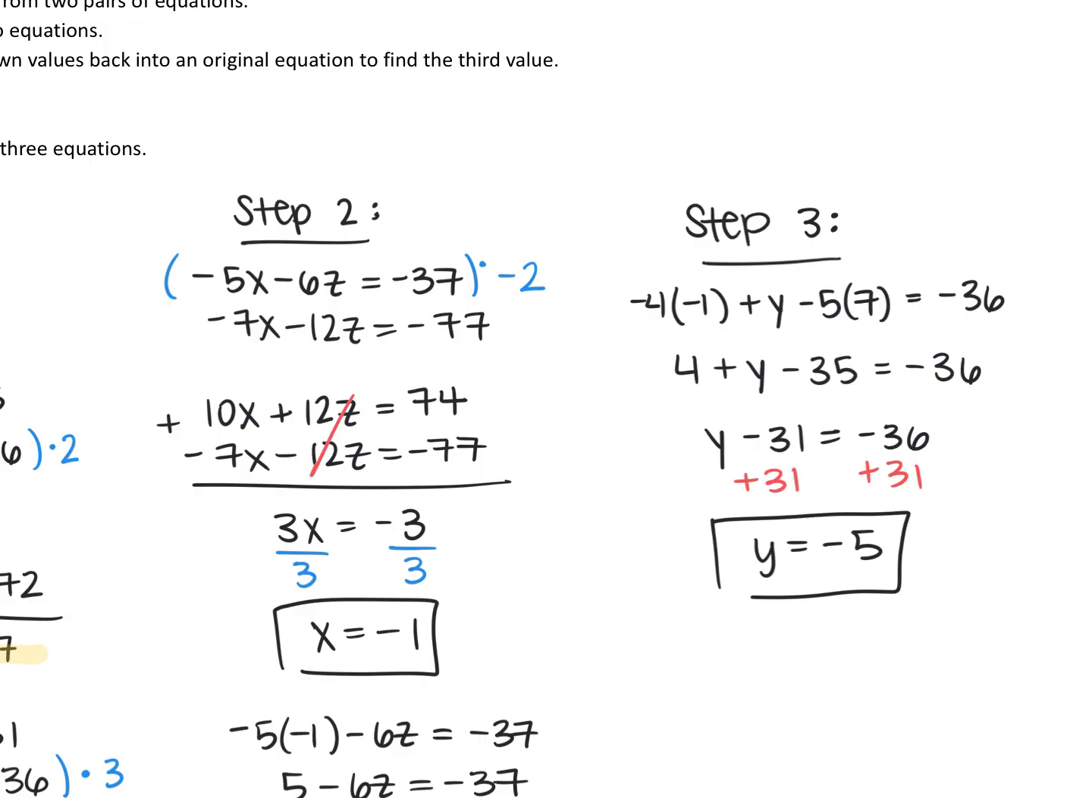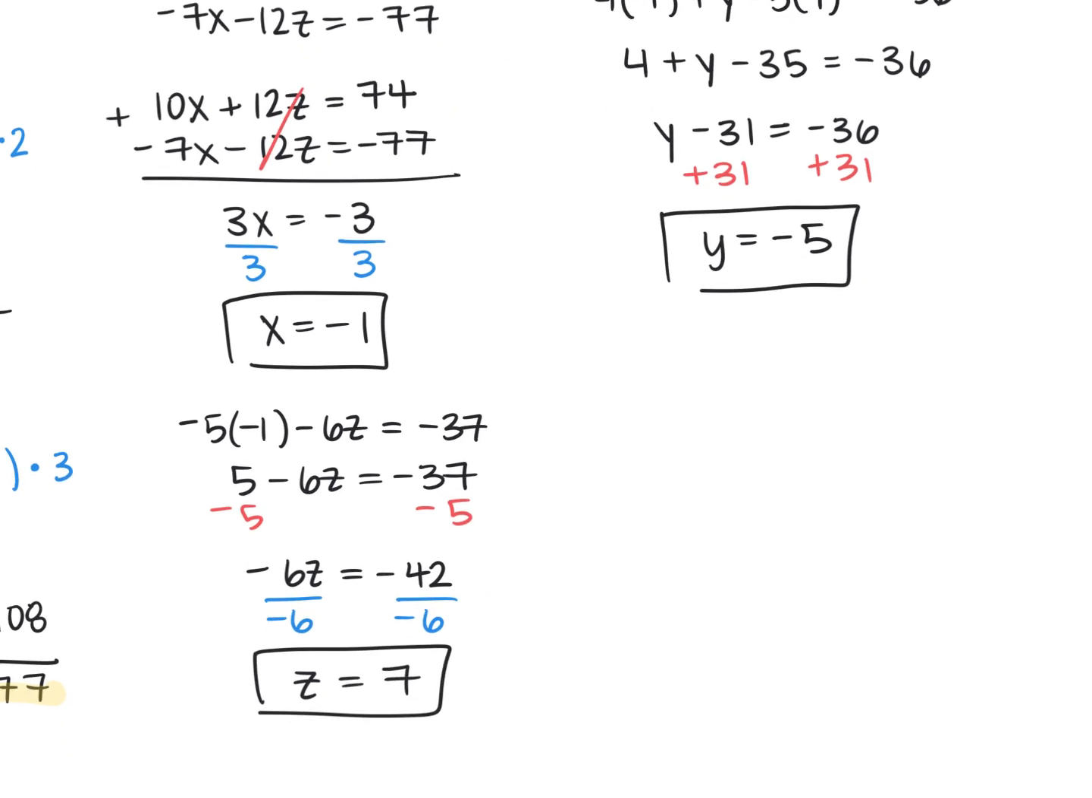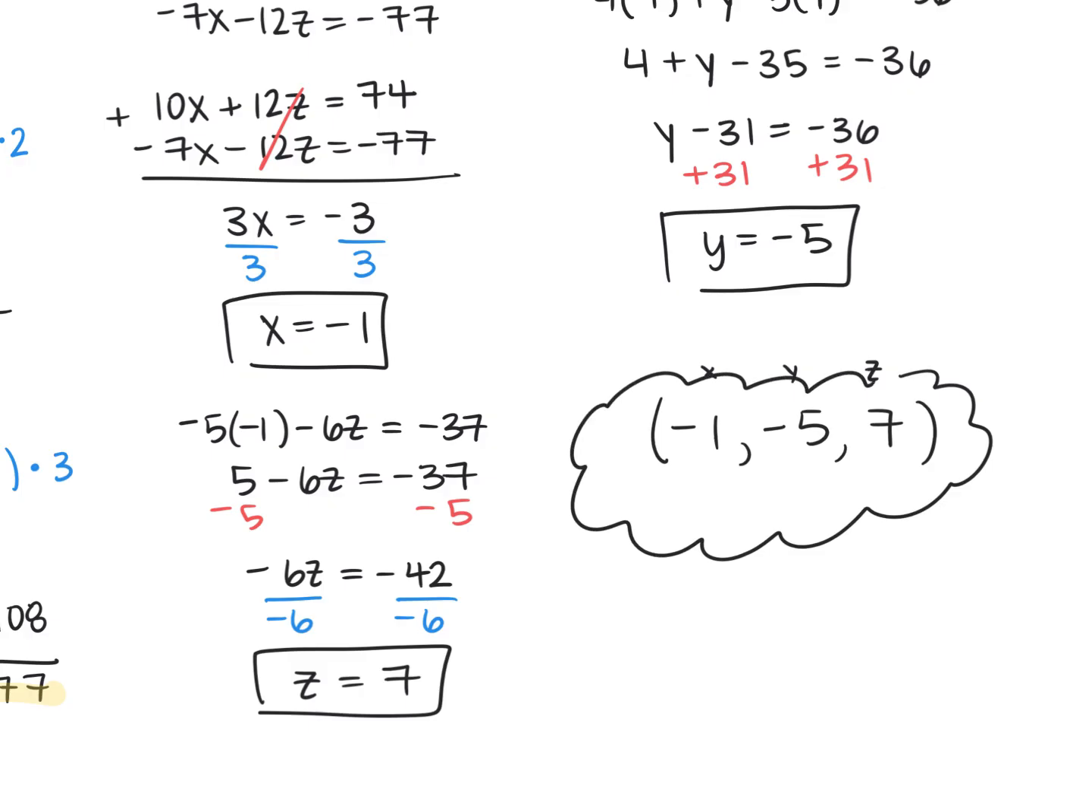So we can leave our solution just like this, x equals, y equals, z equals, just like we did a regular system of equations. You can also write your solution as a point, and the way you write it is x, y, and then z. So just like a regular coordinate point is x comma y, in 3 dimensions, it's x, y, z. So our final solution is negative 1, negative 5, 7. So it doesn't matter the order in which you initially solve for each variable. When you write it as a point, it always goes x, y, z.